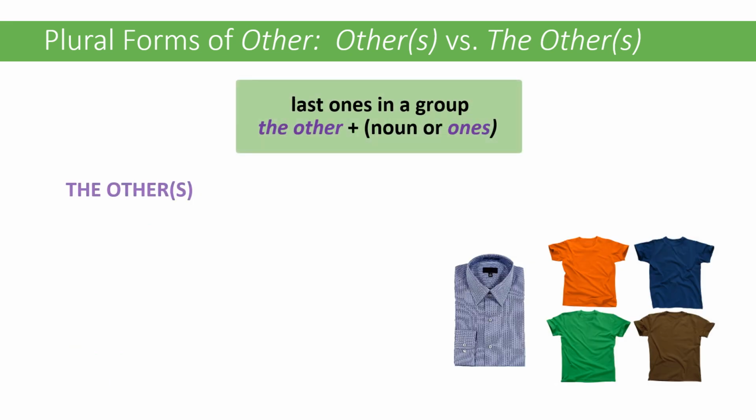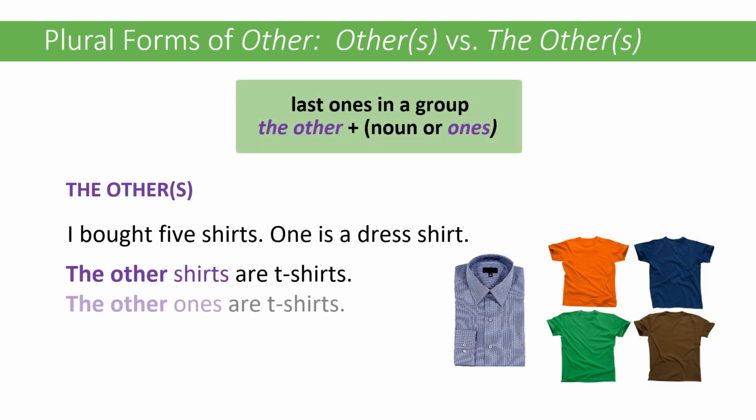So the others means the last ones in a specific group. Look at the example. I bought 5 shirts. One is a dress shirt. The other shirts are t-shirts. Or the other ones are t-shirts. Or the others are t-shirts. So in this case, we're only talking about this specific set. One of them is a dress shirt, but the others, all 4 of them, are t-shirts. Notice there's no more shirts besides these 5 that we're talking about. So again, whenever we're using the, we mean the last ones, after we talk about these.